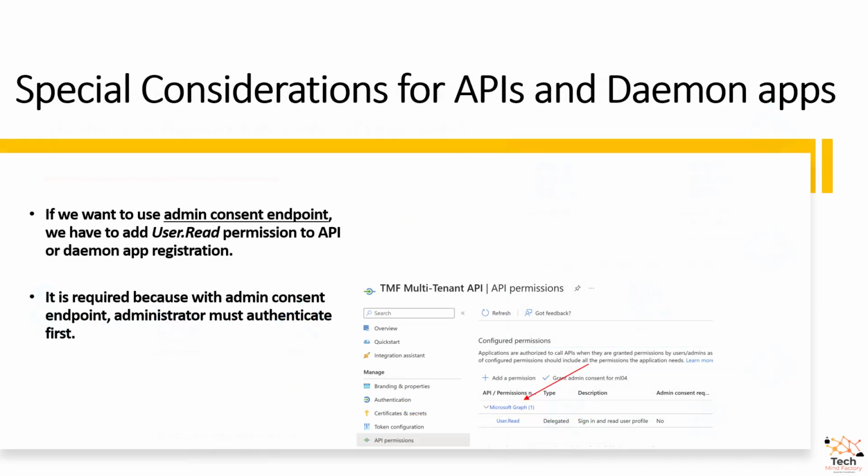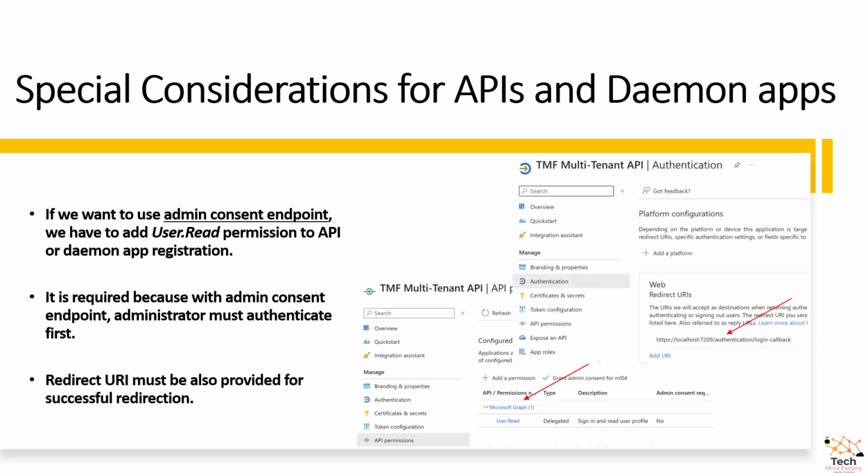Okay, perfect. So now let's talk a little bit more about special considerations for APIs and daemon applications. If we want to use the admin consent endpoint, we have to add the user.read permission to the API or daemon app registration. It is required because with the admin consent endpoint, the administrator must authenticate first. So without this permission, it's not possible for the administrator to authenticate. So even if this is a web API, if we want to use admin consent, we need this user.read permission. Also, a redirect URI must be provided for successful redirection. But the most important thing here is this user.read permission.